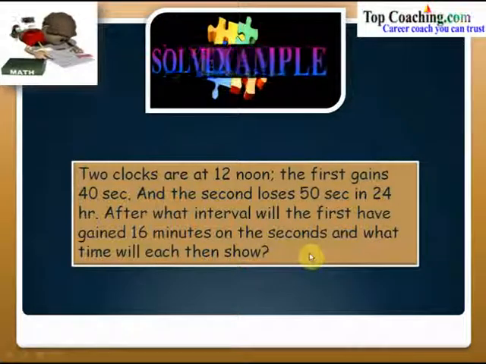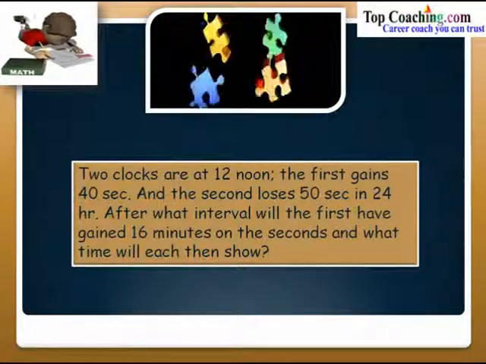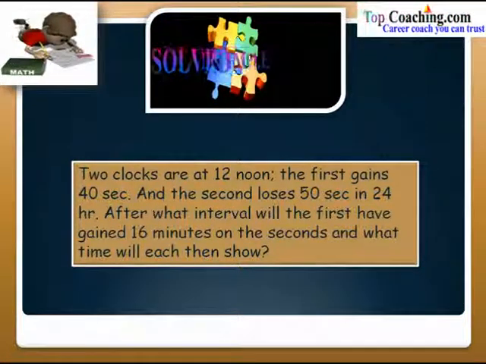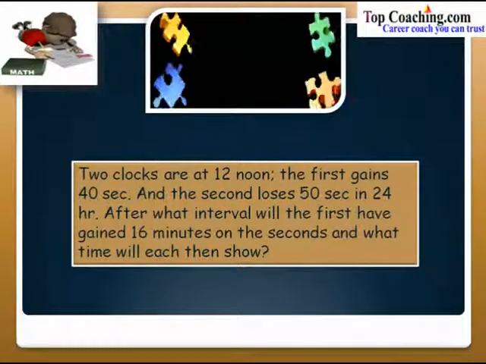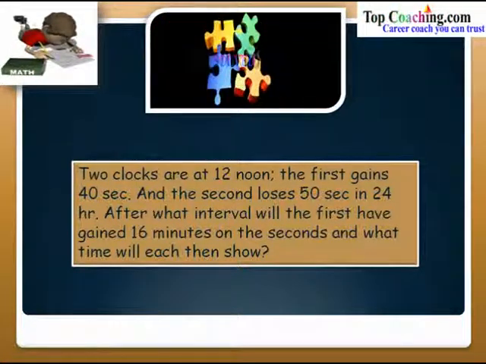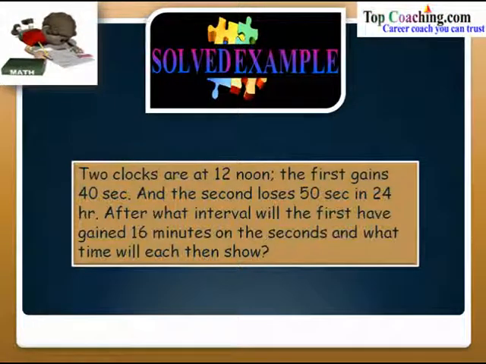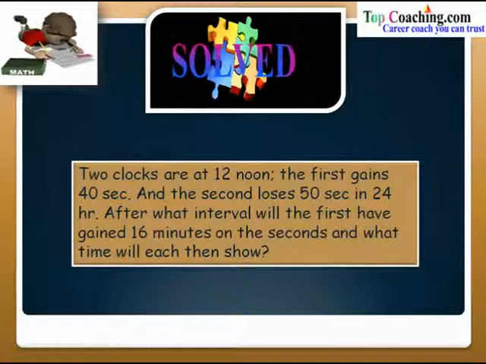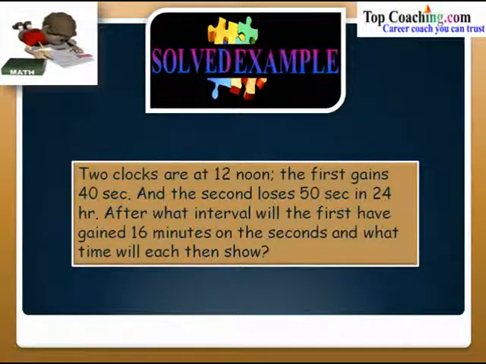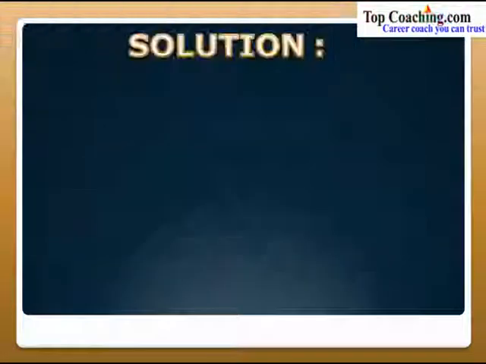So the problem says that we have got two clocks, and these two clocks are at 12 noon. The first clock gains 40 seconds in every 24 hours, and the second clock loses 50 seconds in every 24 hours. We have to find out after what interval will the first clock have gained 16 minutes over the second clock, and what will be the time shown by each of these clocks at that particular time. So let's look at the solution.